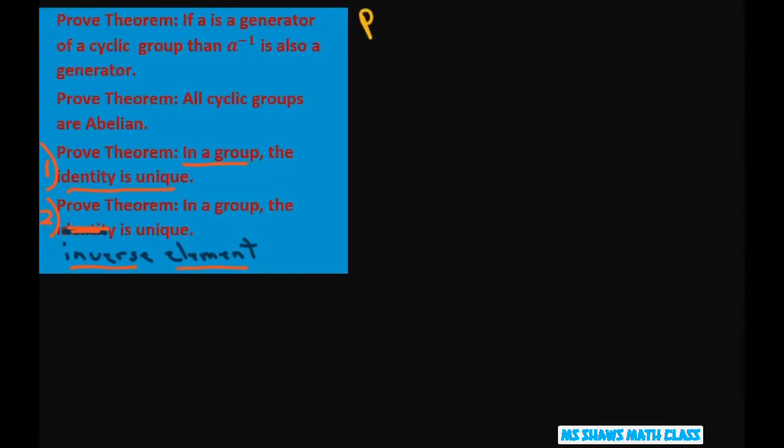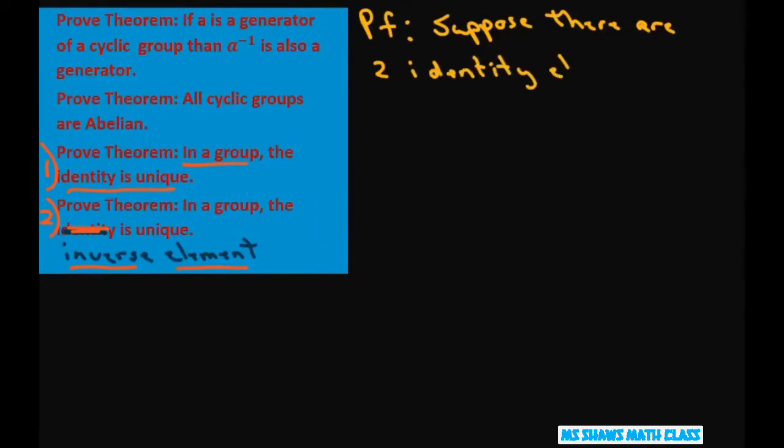And the way you want to do that is suppose they aren't unique. So suppose there are two identity elements. And we'll call them E and E prime. Let's call them that. So we have E and E prime in our group.